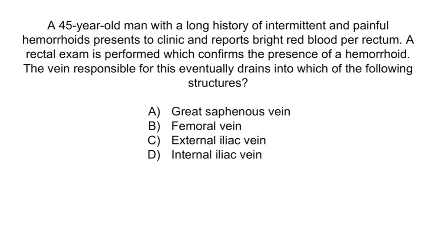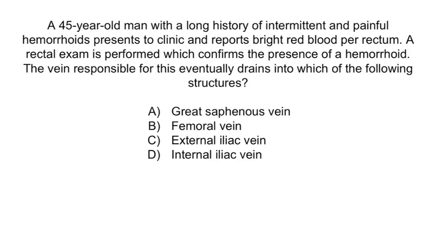A 45-year-old man with a long history of intermittent and painful hemorrhoids presents to clinic and reports bright red blood per rectum. A rectal exam is performed, which confirms the presence of a hemorrhoid. The vein responsible for this eventually drains into which of the following structures: the great saphenous vein, the femoral vein, the external iliac vein, or the internal iliac vein.